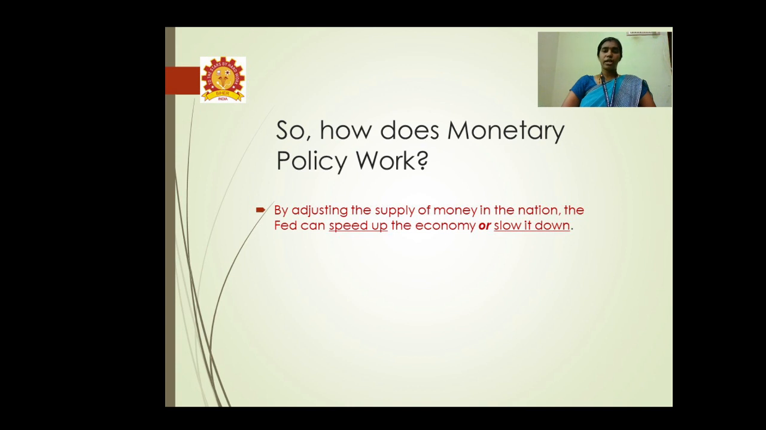So how does monetary policy work? By adjusting the supply of money in the nation, the Fed can speed up the economy or slow it down. So monetary policy is nothing but the circulation of money and the controlling of the supply of money in the country. So that is by adjusting the supply of money here.